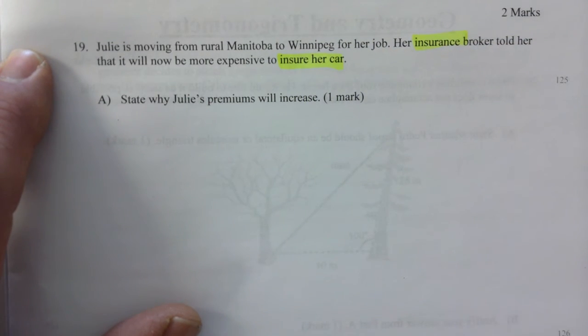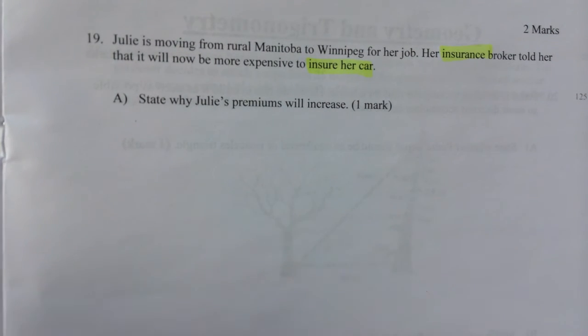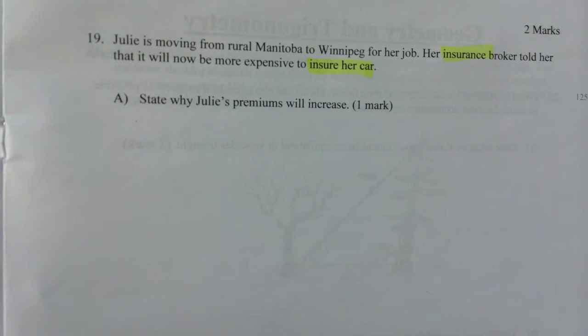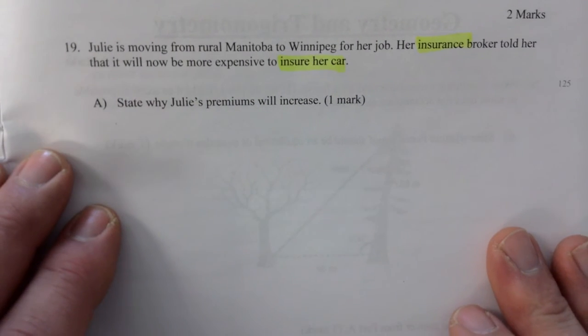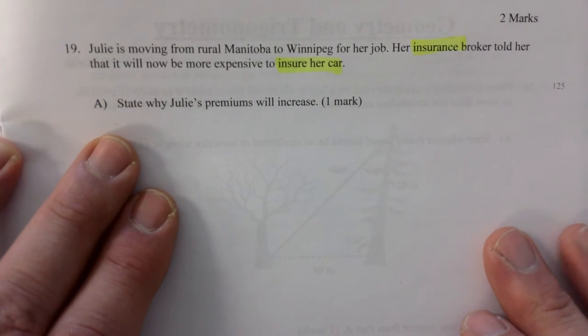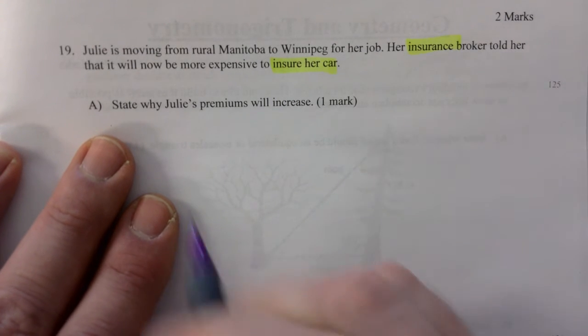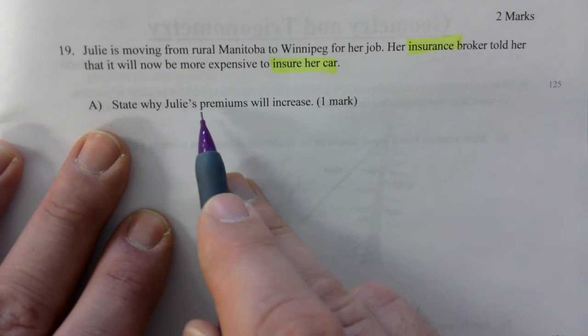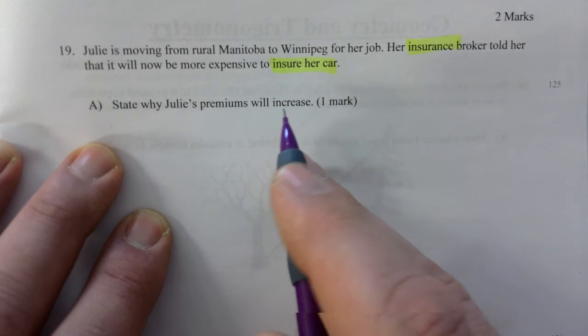So we're talking insurance, obviously, so that's another section that your study sheet should have. We went from buying new, the cost there, buying used, leasing, fuel economy, insurance. And make no mistake, I can't cover everything. We took weeks to cover it, so I'm just trying to give you an overview. State why Julie's premiums will increase.